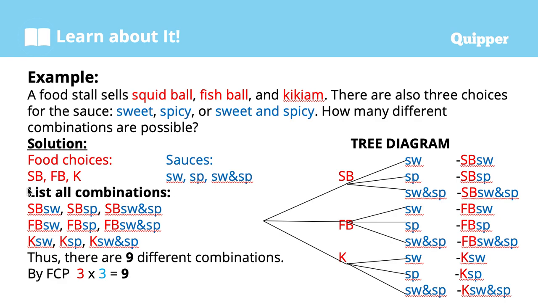For the food choice, we have SB represents squid ball, FB represents fish ball, K for kikiam, and for the sauces here, in blue color, SW for sweet, SP for spicy, SW and SP for sweet and spicy. Now, after we identify the two events here, we are now ready for the listing of all combinations here.